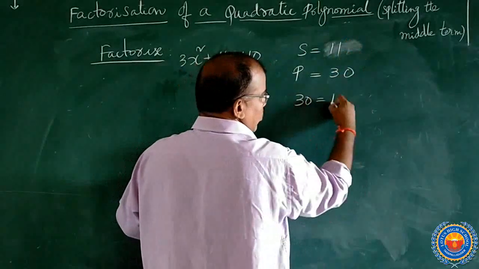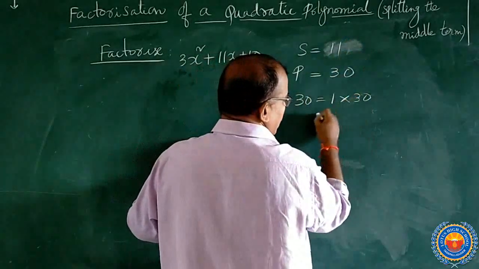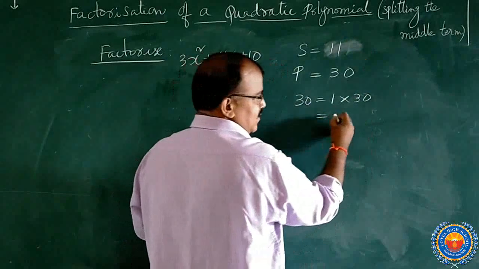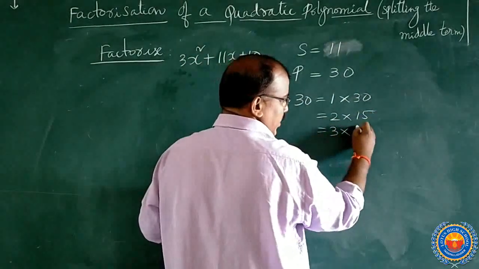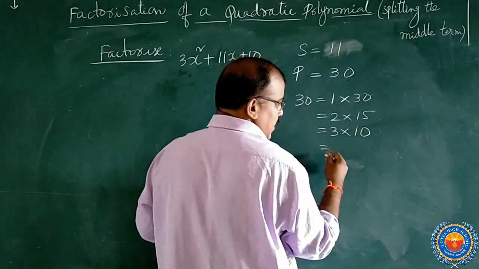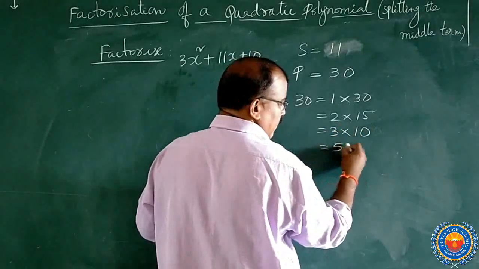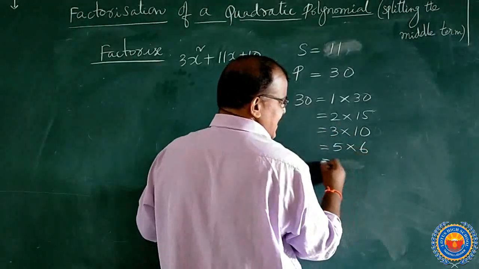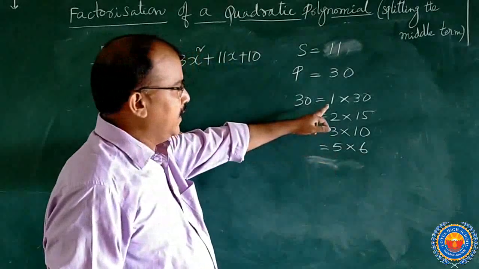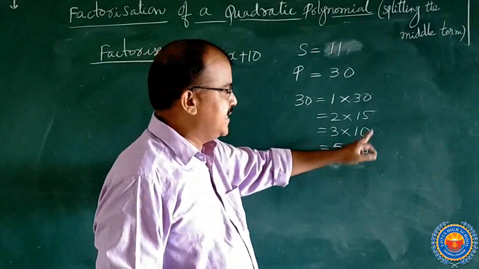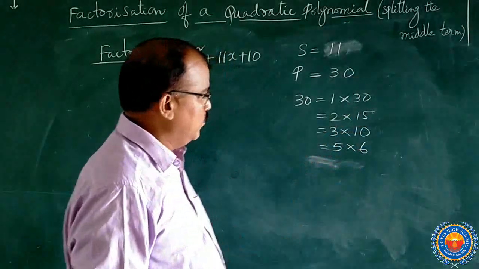Factorization of 30. 1 into 30. 2 table is visible, 2 into 15. 3 table, 3 into 10. 4 table is not visible. 5 table, 5 sixes are 30. 6 table, 6 fives not required. Stop. The factors of 30 are 1, 2, 3, 5, 6, 10, 15, 30.